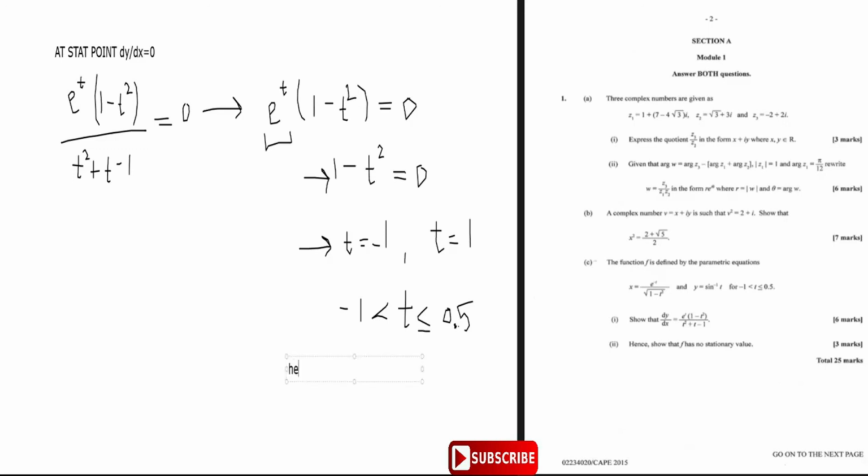Hence, it has no stationary value. All right. Nice and easy, and that takes care of question 1. Nice. Now let's go to question 2.